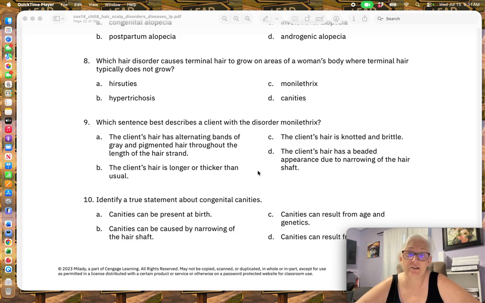I'm going to go with it's either C or D. Let's look. D, the client's hair has a beaded appearance due to the narrowing of the hair shaft. So the answer to which one describes monolithics is going to be D, that the client's hair has a beaded appearance due to the narrowing of the hair shaft. All right, number 10.